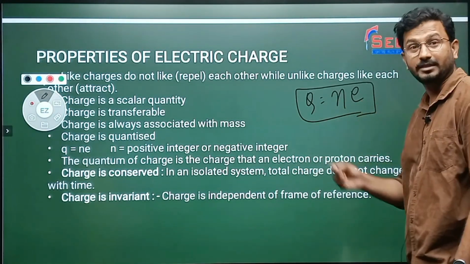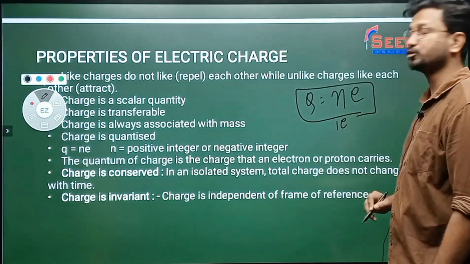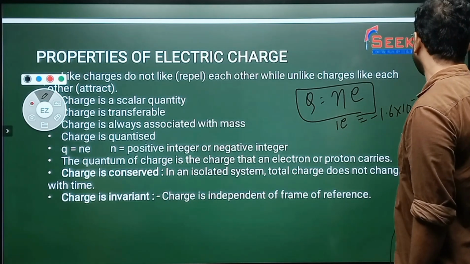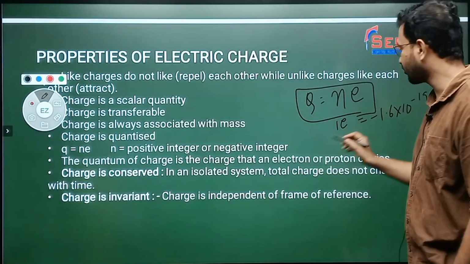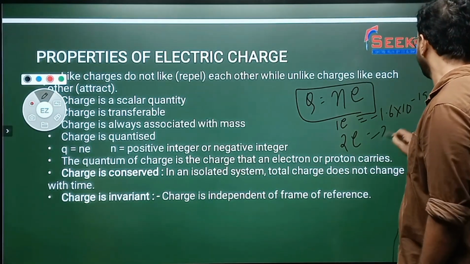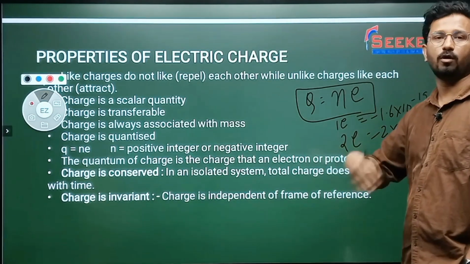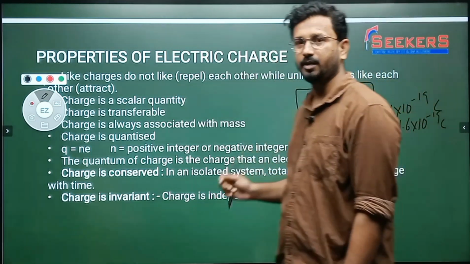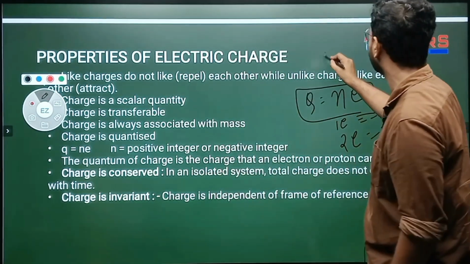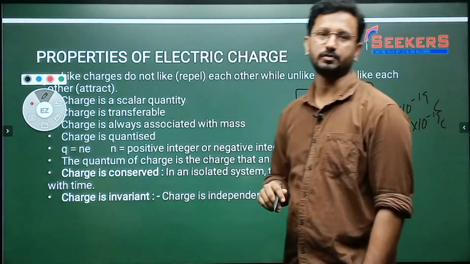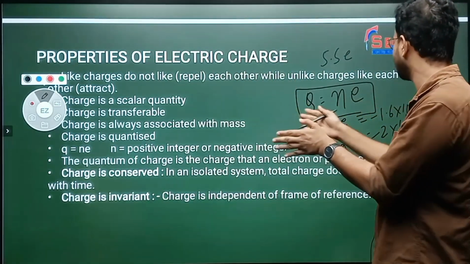Either on an object there can be one electron, so the charge on that object will be minus 1.6 into 10 to the power minus 19 coulomb, or there can be two electrons, which means 2 into 1.6 into 10 to the power minus 19, or 3 or 4 or 5 or millions. It cannot be like 5.5 electrons. It's not possible that on an object there are 5.5 electrons.